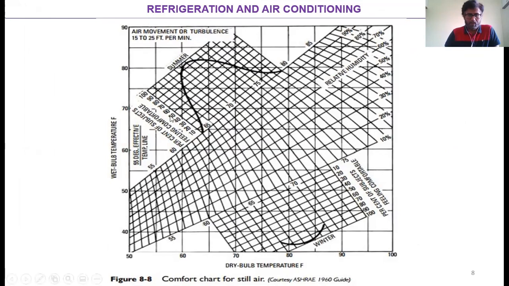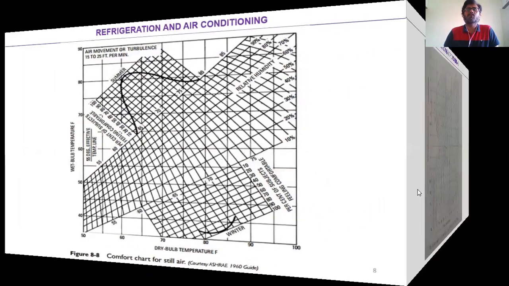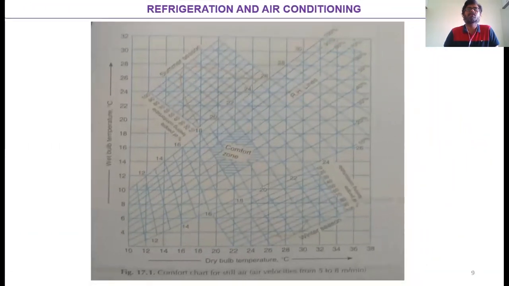This is one of the comfort charts. But let me discuss another comfort chart, which will be there in the next slide, because the units mentioned here for the various parameters are expressed in FPS units. We are very much conversant with the SI units. So this is the comfort chart where the values of almost all the parameters or factors are expressed in SI units. So let us see what the salient features of this comfort chart are.